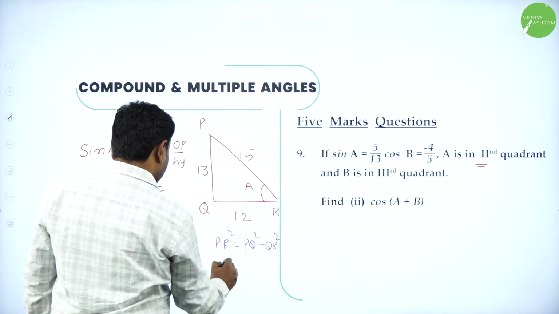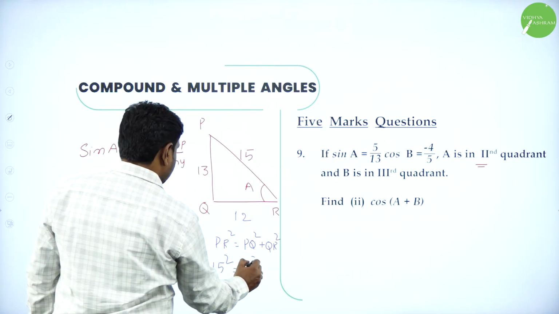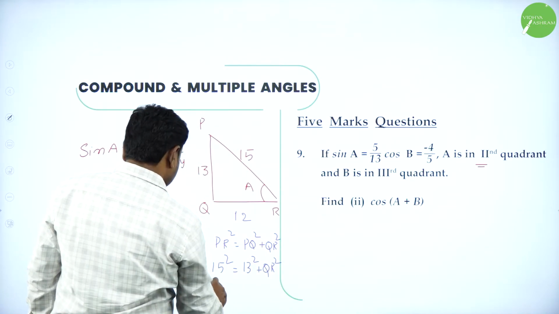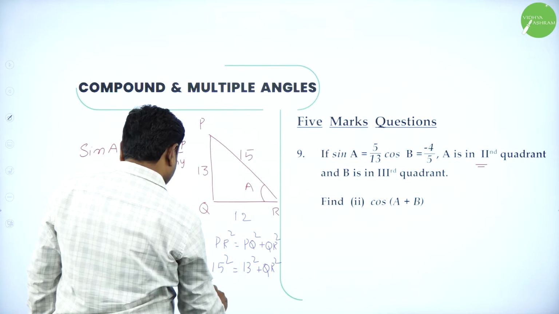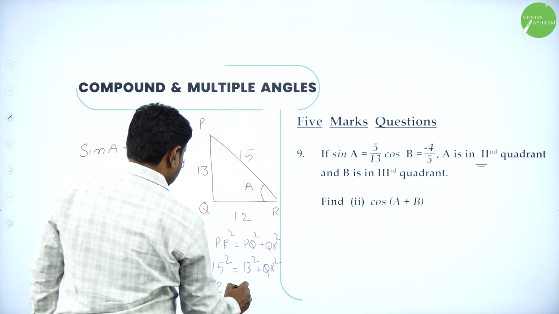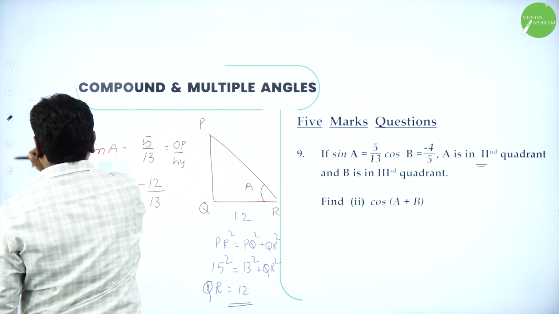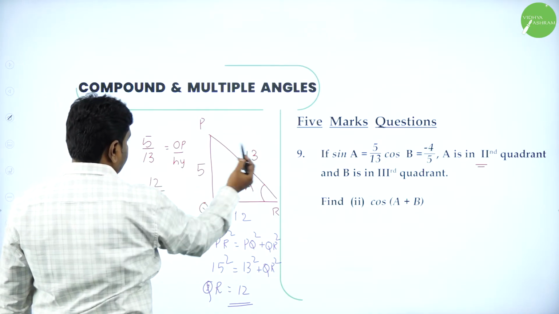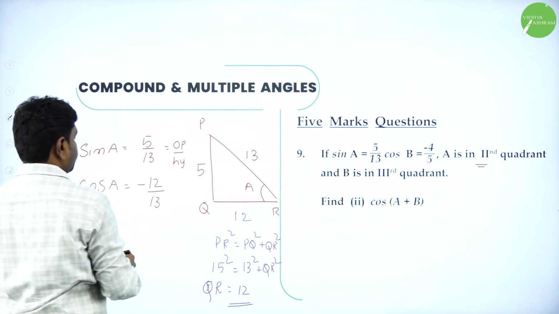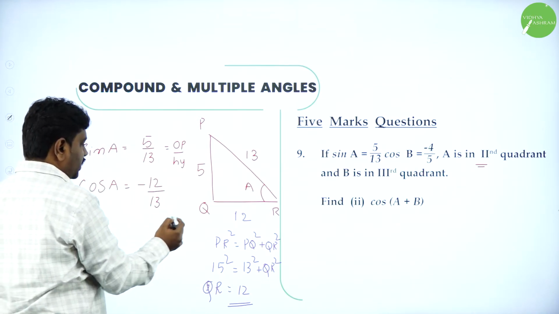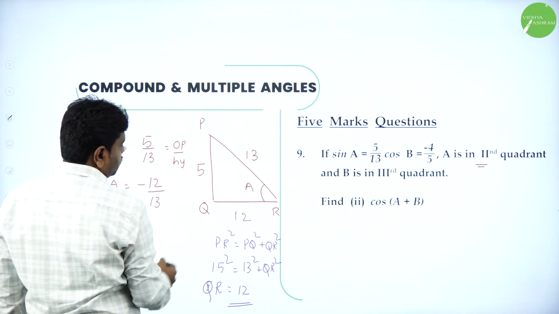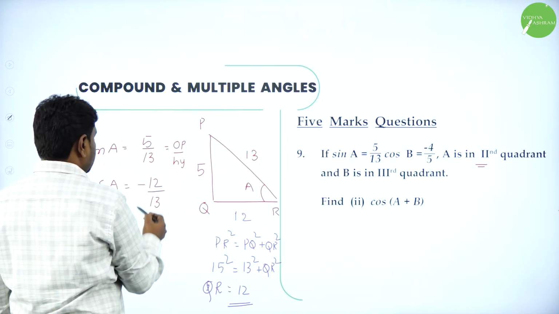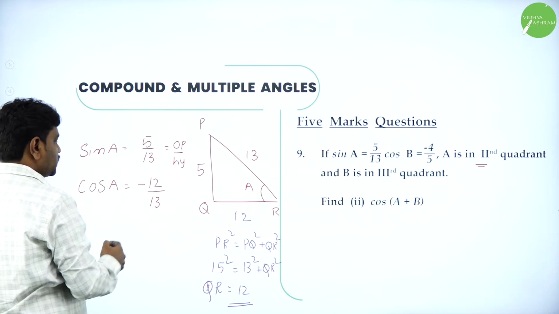Substitute, that is 13 square is equal to 5 square plus QR square. We don't know QR. Solve it. So from this you will get QR as what? 12. 5 by 13, 5 is opposite, hypotenuse is 13. The missing number is 12, which is adjacent. What is cos? Cos is adjacent by hypotenuse. Adjacent is 12 by hypotenuse 13. But I should take negative because A lies in second quadrant.